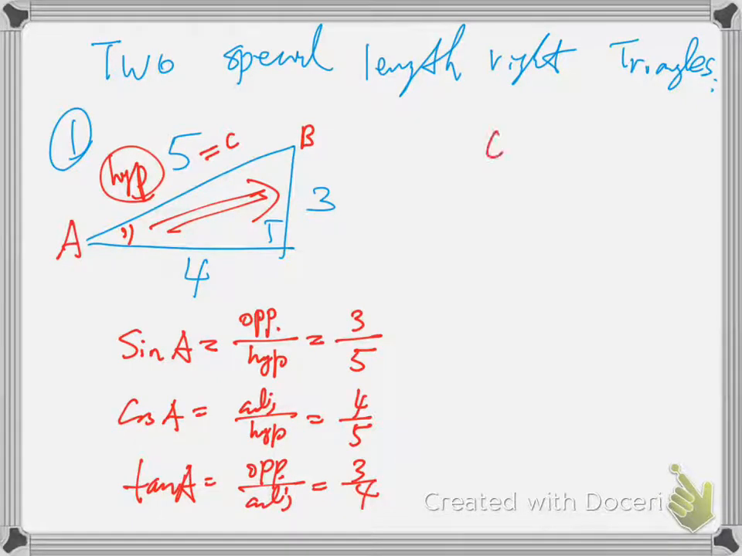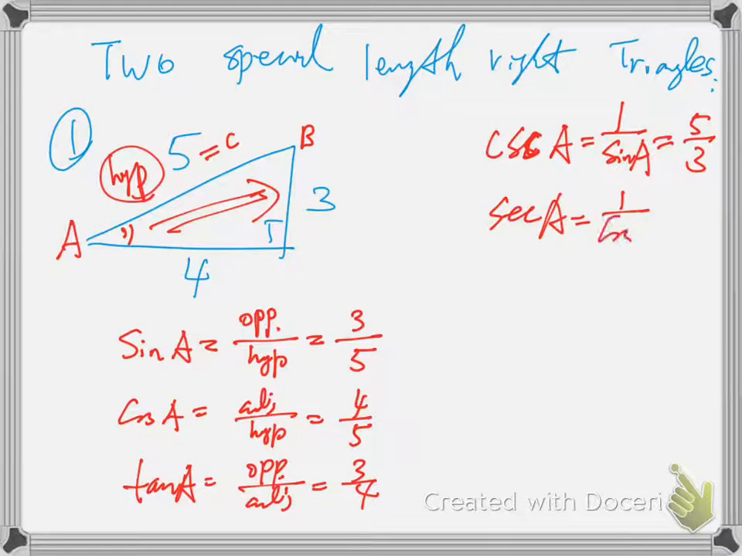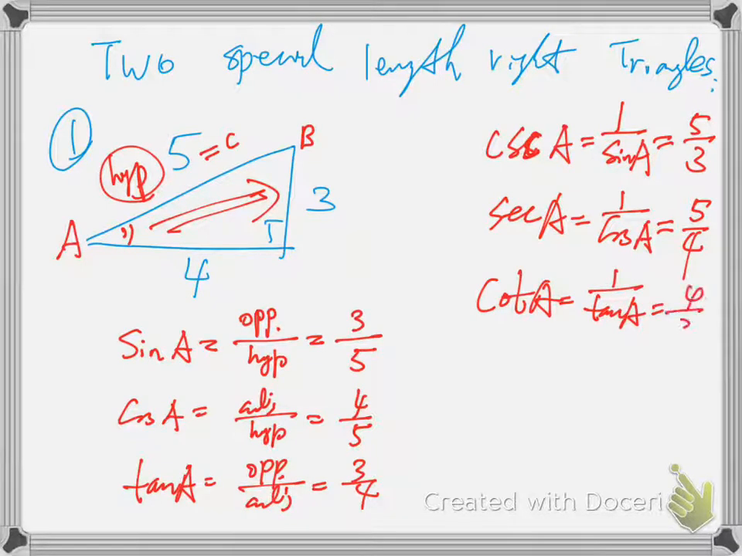So the other three: cosecant A is 1 over sine A, so you flip sine A. This is 5 over 3. And secant A is 1 over cosine A, so you flip cosine A, so 5 over 4. And cotangent A is the flip of tangent A, so this is 4 over 3. So that is for angle A.